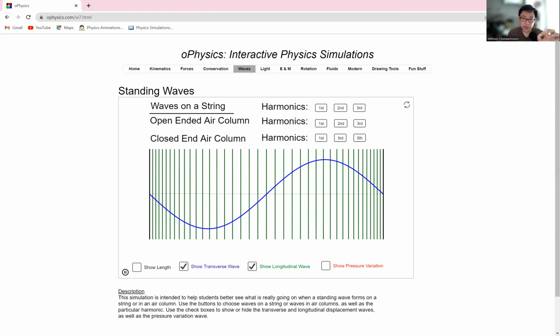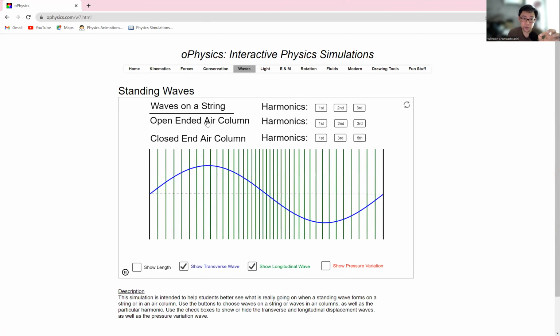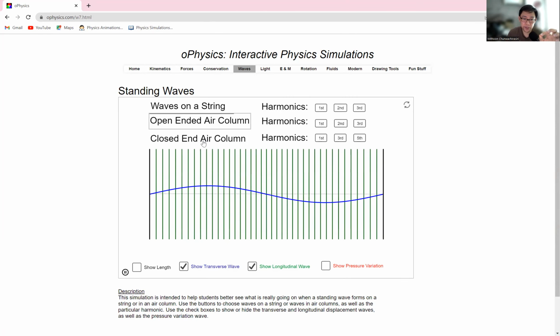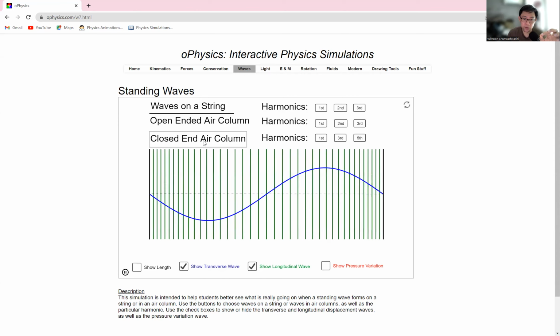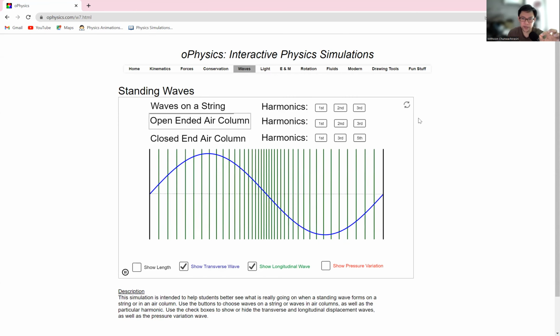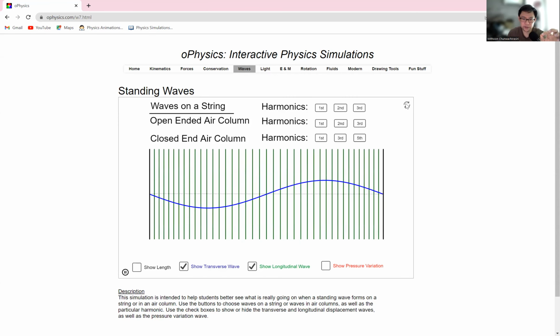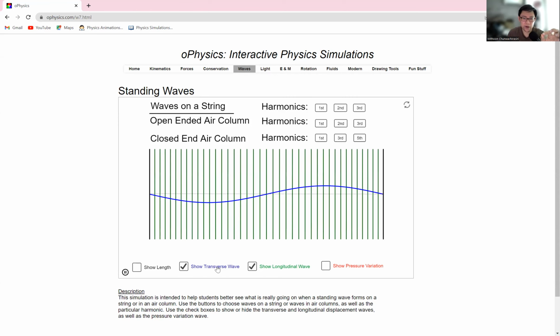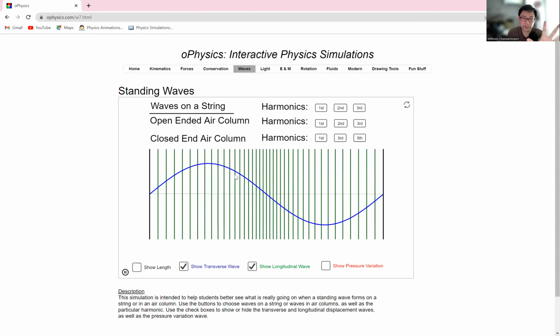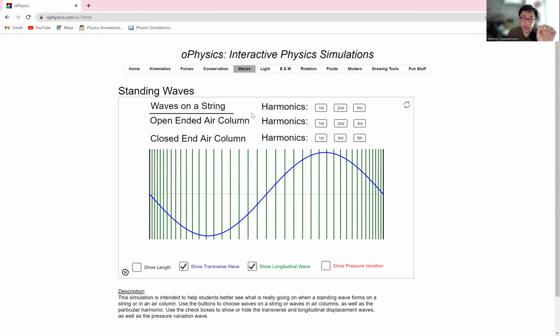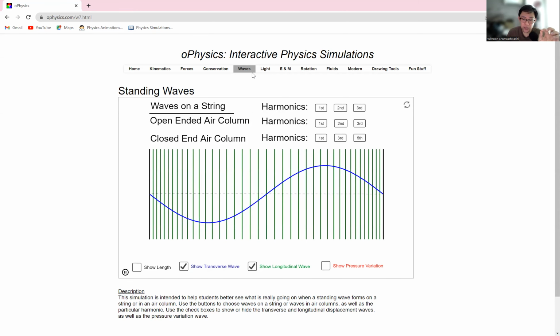So let me turn it onto, I think I can click on this one, air column, and close in, and oh, what is going on? All right, I think I have to refresh, I guess. I don't know what is going on with this one. Okay, but this is not a good one yet. So this is a standing wave on a string. So let's go to this.